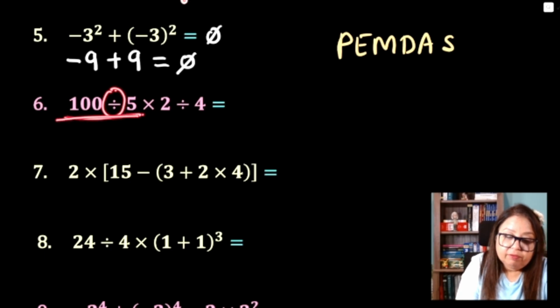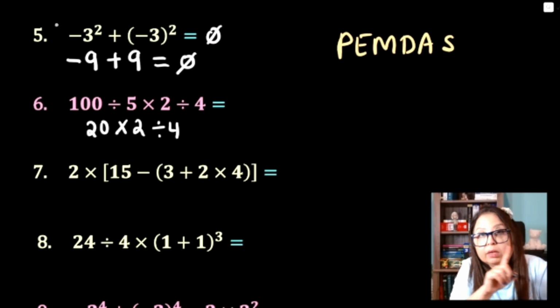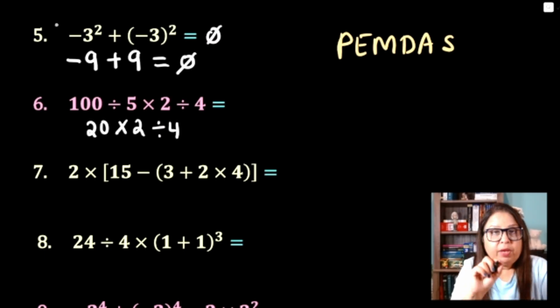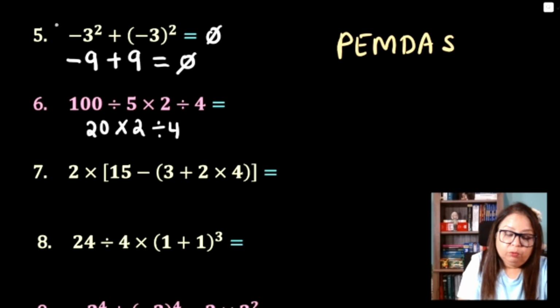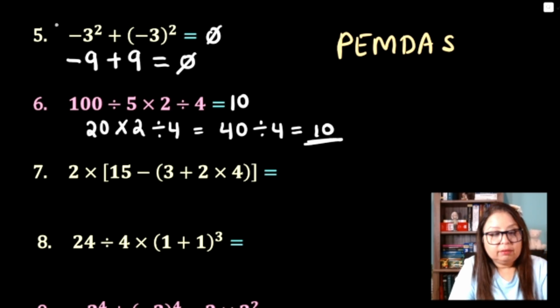100 divided by 5 gives us 20. Then we have times 2 divided by 4. Going from left to right once again, now we have 20 times 2, which gives us 40. 40 divided by 4 gives us 10. So the answer for number 6 is 10.